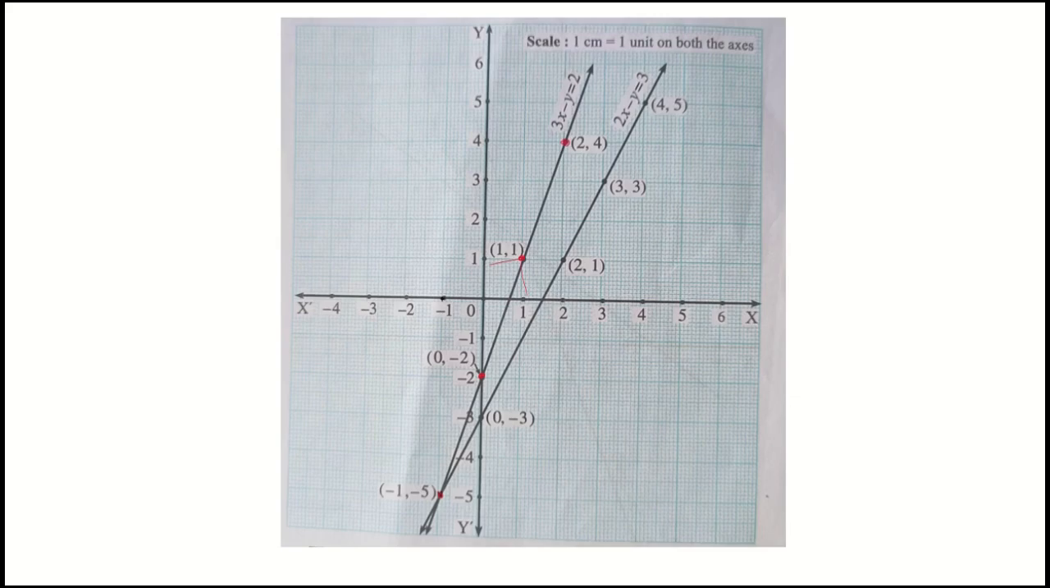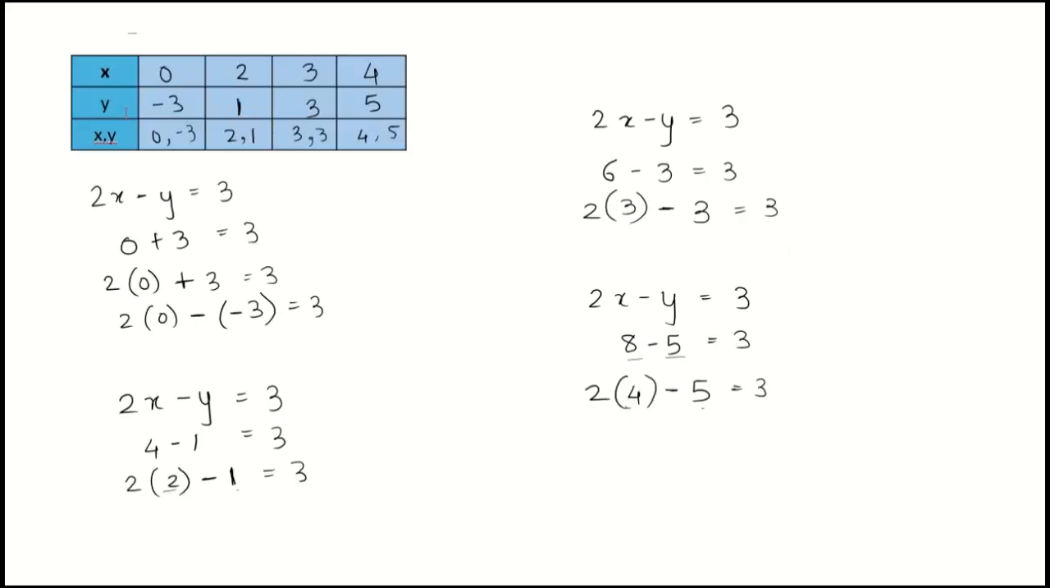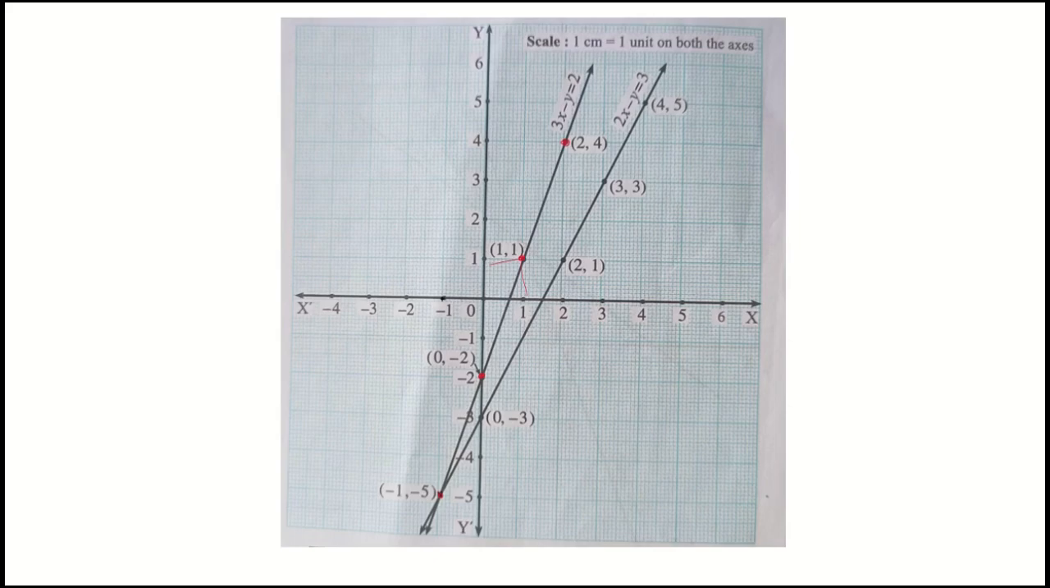Now we will take another equation and plot these points on the graph. For the second equation, 0, comma minus 3. X is 0 and y is minus 3, so the point is here. Second point 2, comma 1. Here 2, comma 1, both are positive.